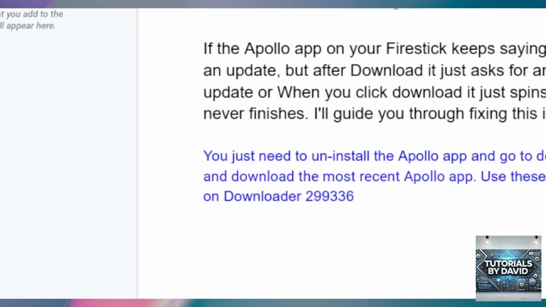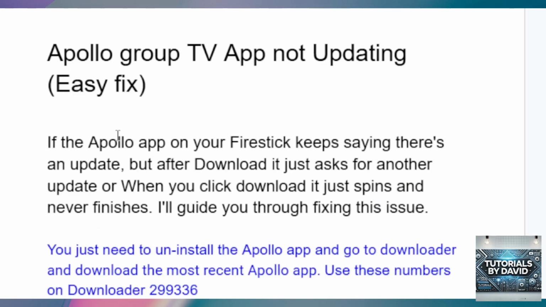Step 4. Complete the installation. Once the download is complete, install the app. Press the Home button on your remote, and the updated Apollo app will appear on your Fire Stick's home screen. That's it. The app should now work smoothly with all the latest updates.